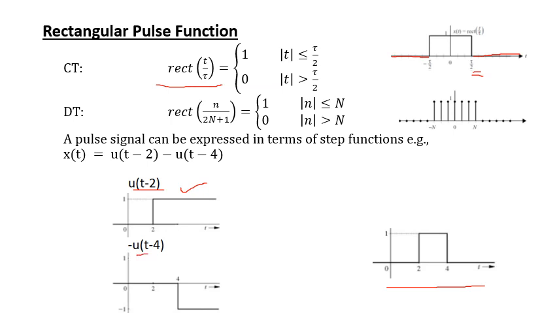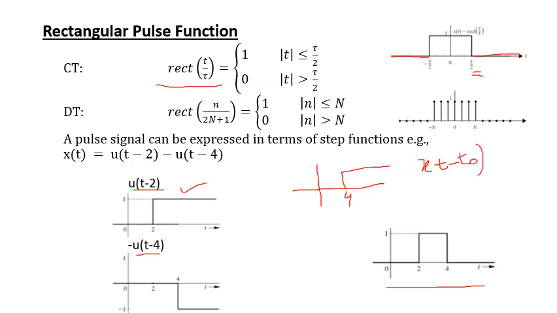What does that mean? That means this is basically u of t minus 4, which would be something like this. The 4 means it is shifted by 4 units. If you recall, we had a generalized expression for the shift: x of t minus t naught.